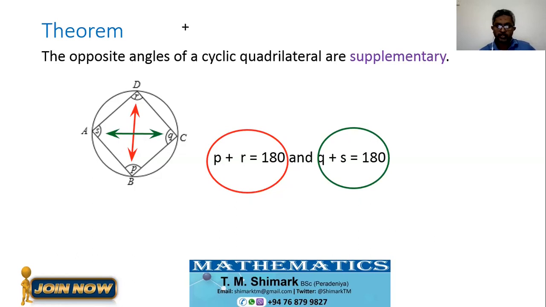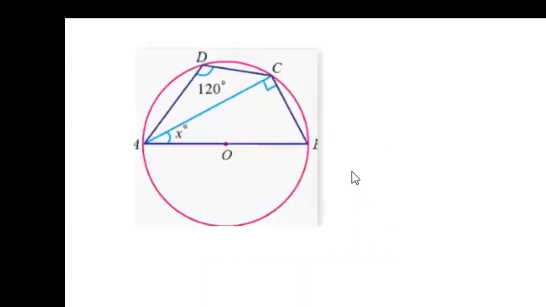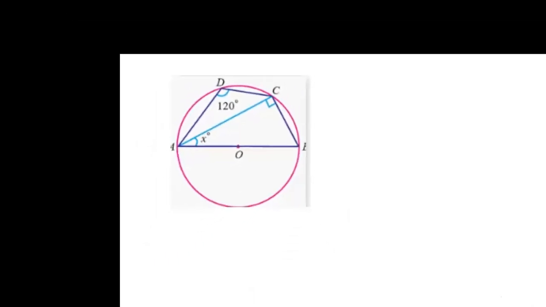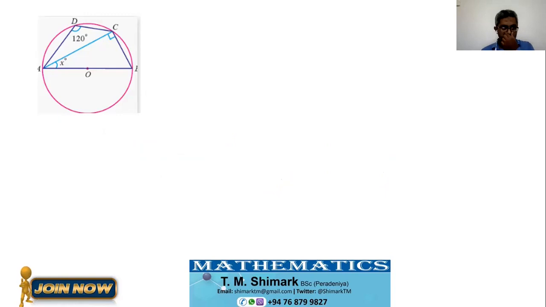So let's check the questions. Can you try to find x here? And you need to give me the answer for x. A, B, C, D. First thing we have to make sure that it is a cyclic quadrilateral. Yes, all the vertices are on the circle, right? So this is a cyclic quadrilateral.